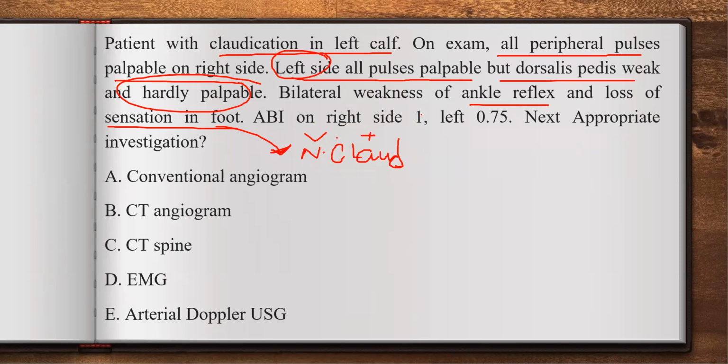ABI on the right side is 1, but the left side is 0.75. Normal person, the ABI should be in between 0.9 to 1.1. So obviously in the left side, this patient is having peripheral arterial disease or vascular claudication. What is your next appropriate investigation?